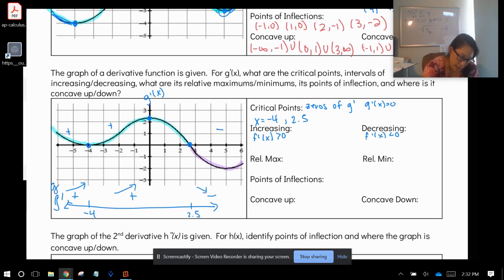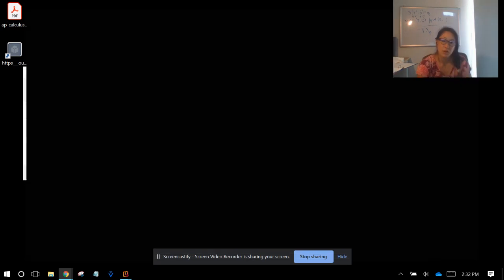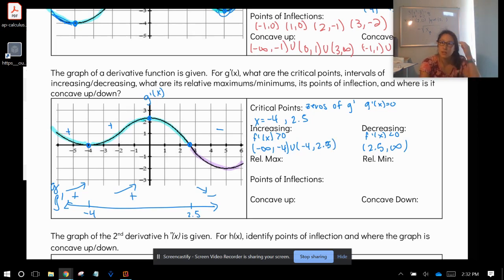So we decrease from 2.5 to infinity, and we increase from -infinity to -4. We take a break, and then we switch from -4 to 2.5. We don't include -4 because that's when the derivative is equal to 0.